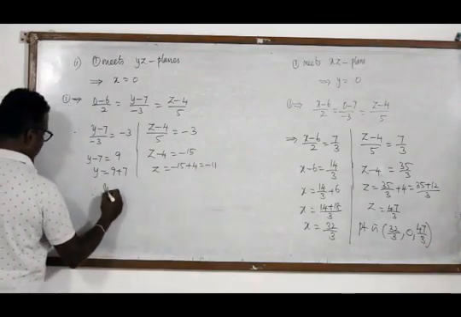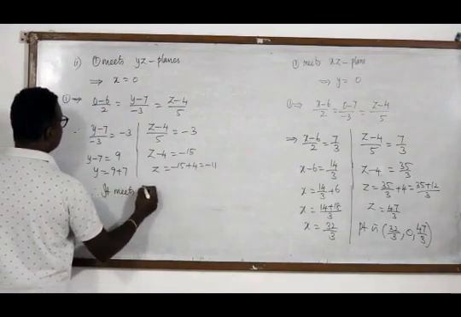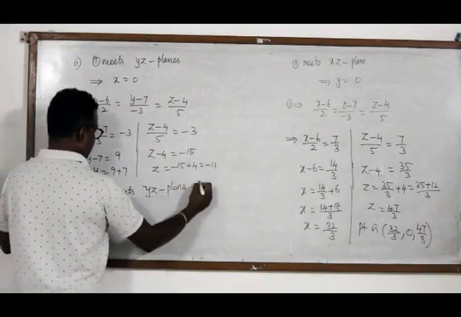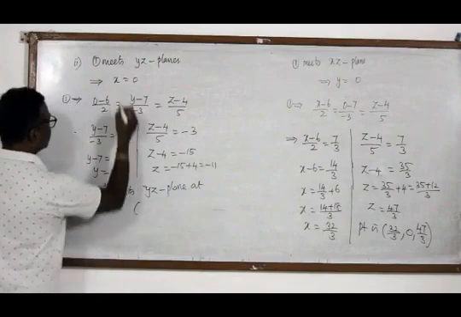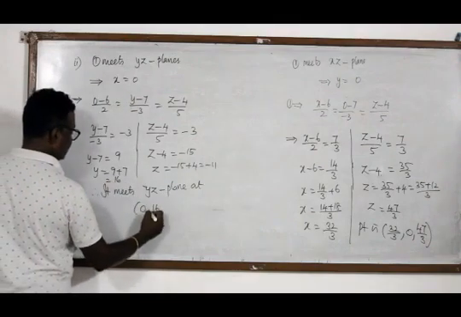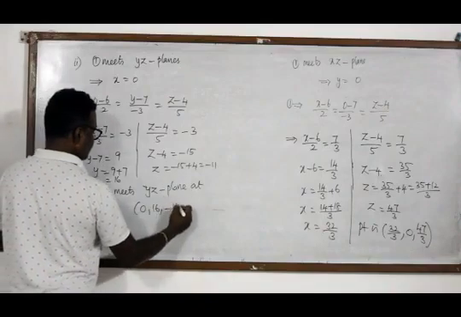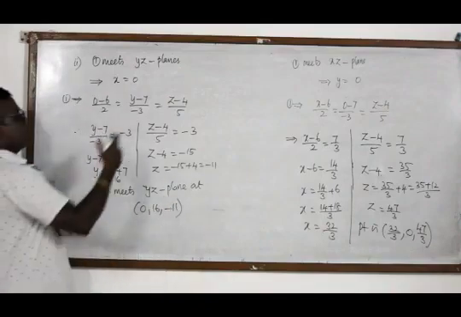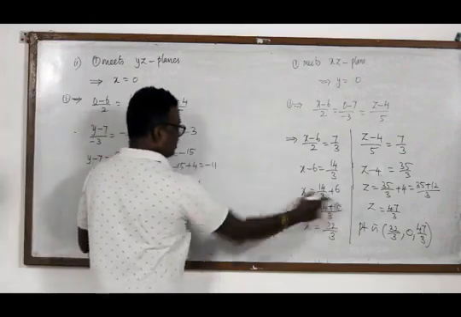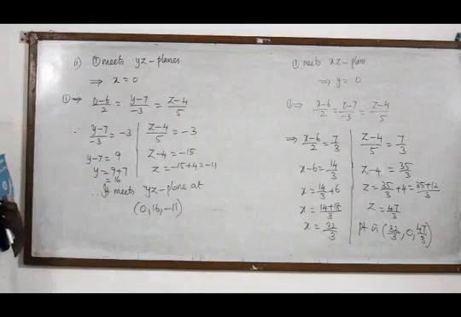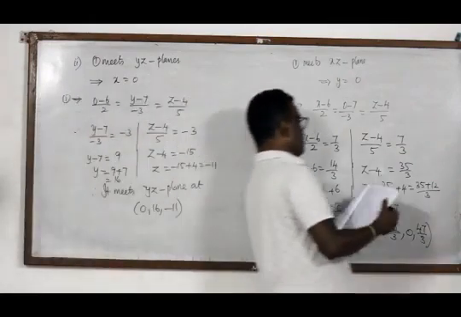Therefore, it means y is a plane. X is 0, y is 16 and z is minus 11, that is 0, 16, minus 11. So the line means x is a plane at this point, the line means y is a plane at this point. This is problem number 3. Now we shall go for problem number 4.